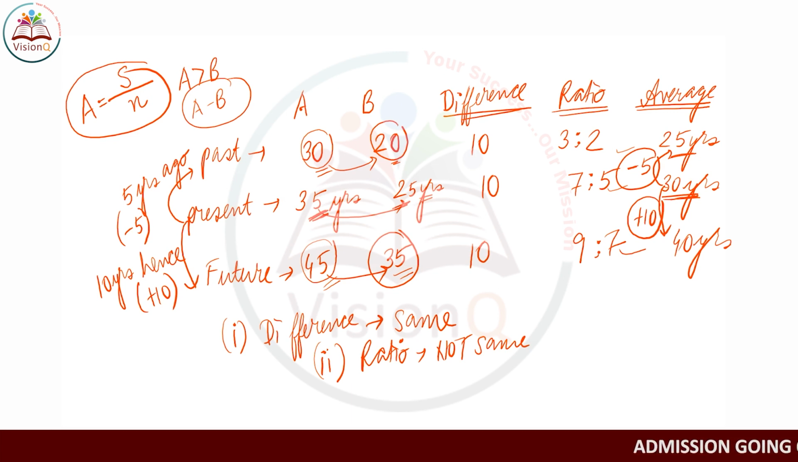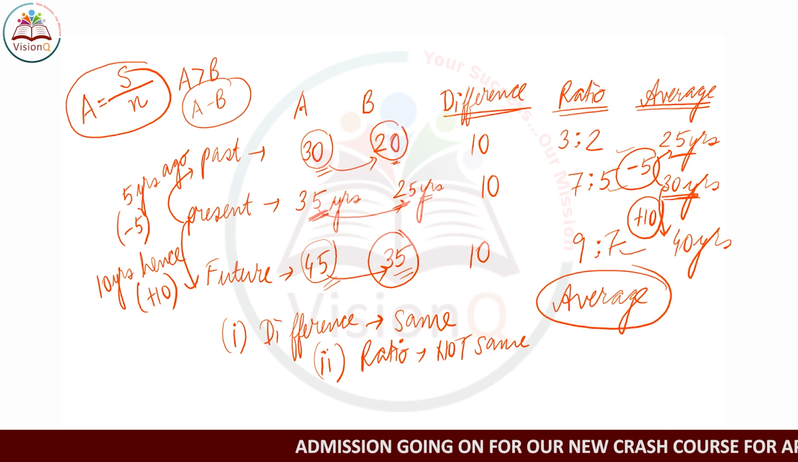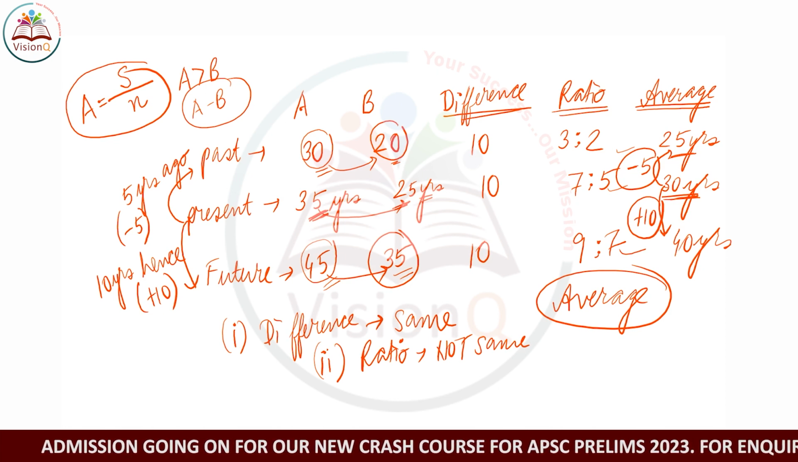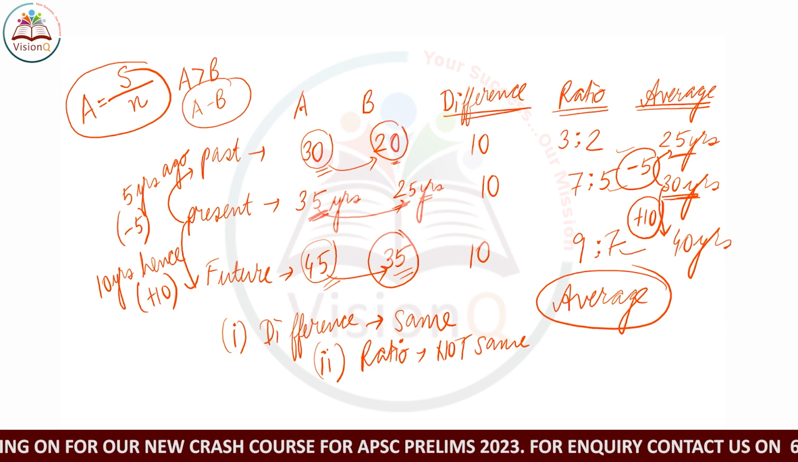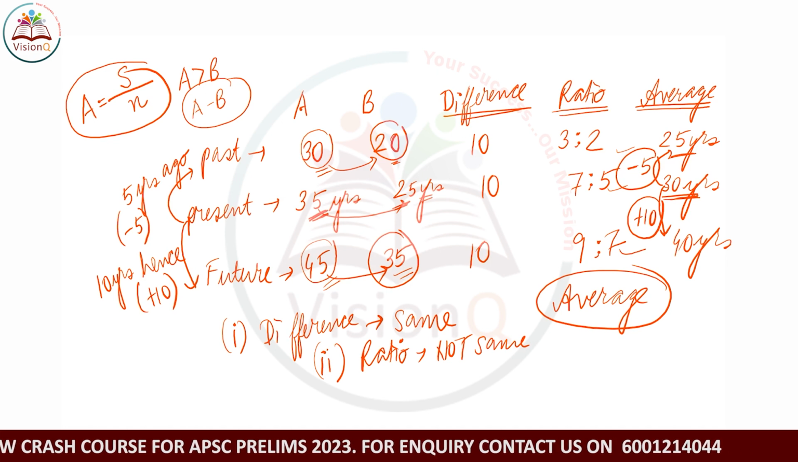So just like the ages, I can also add and subtract the average of some persons. Always remember this. Whenever you are given the present average, you can find out the average 5 years ago by subtracting 5. It is 25 years. And whenever you are given the present average as, suppose, 30 years, you can find out their average in the future by simply adding 10 to this. So 30 plus 10 is 40 years.